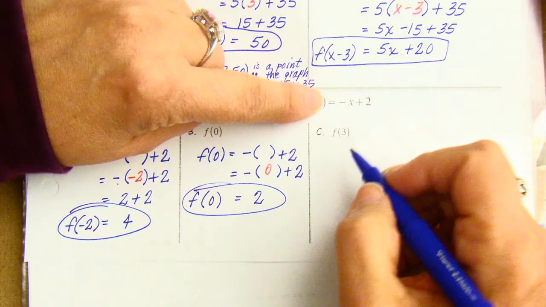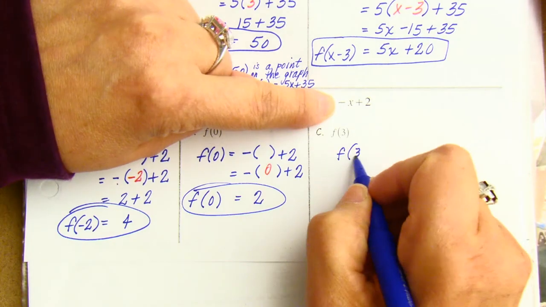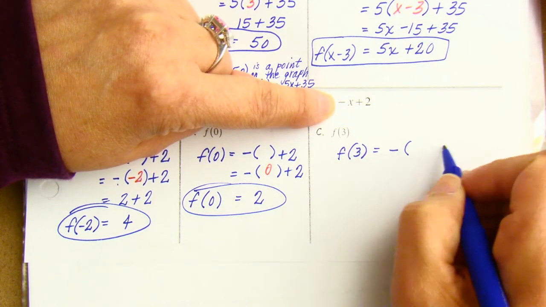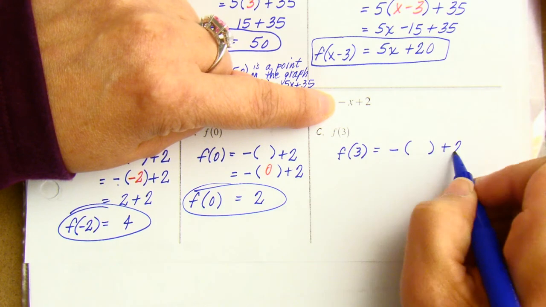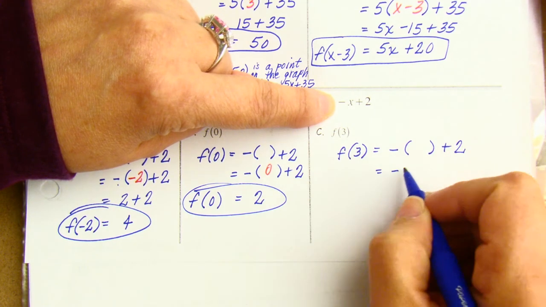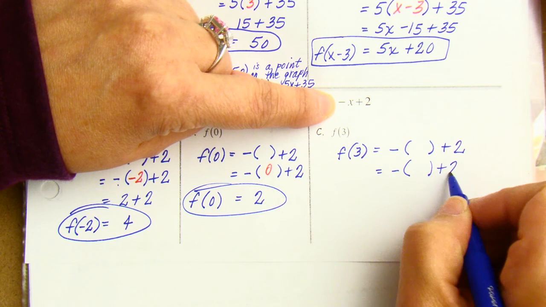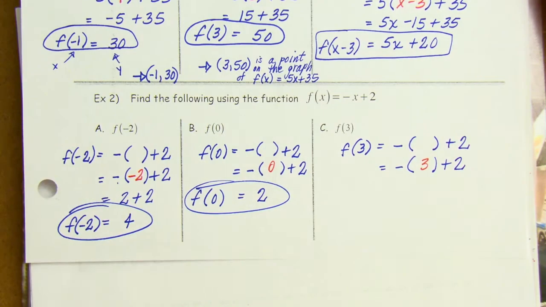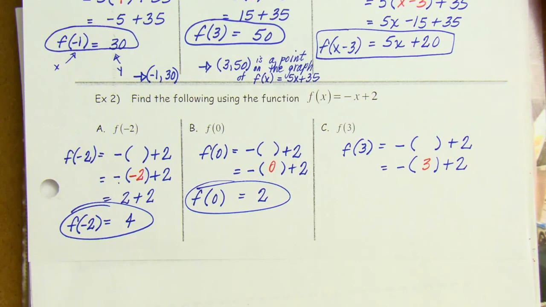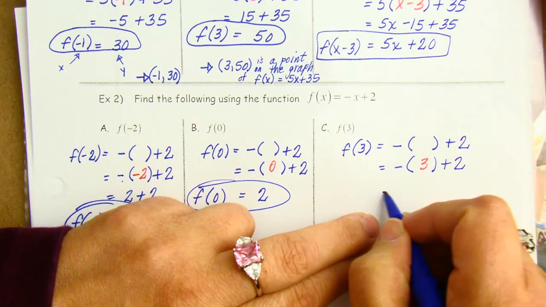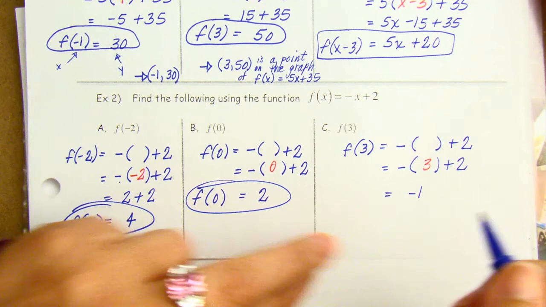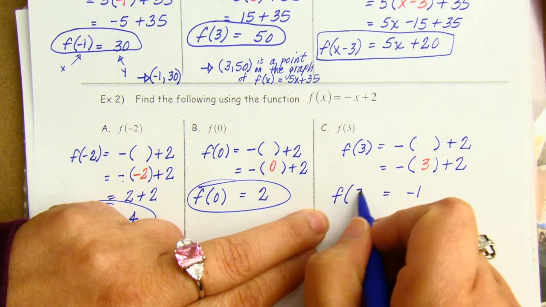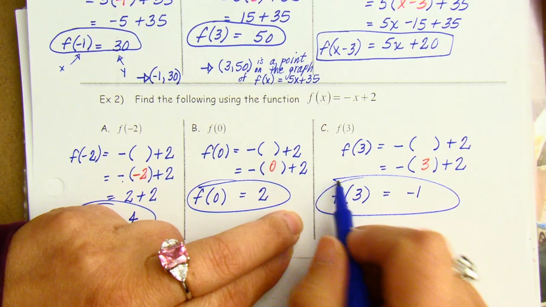And finally, f of 3 equals, again, everywhere I have an x, I'm going to put that open parenthesis just to illustrate in the notes. I'm going to write this again so I can show the substitution. I'm going to substitute a 3, right? That's f of x, or f of 3. The x value is 3. -3 plus 2 is -1. Therefore, f of 3 equals -1.